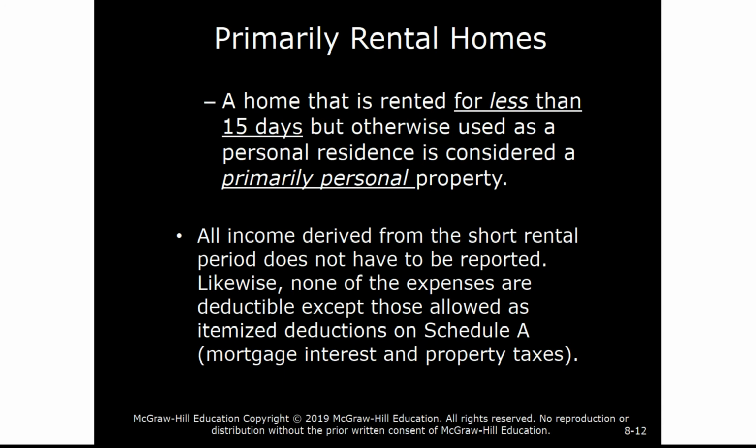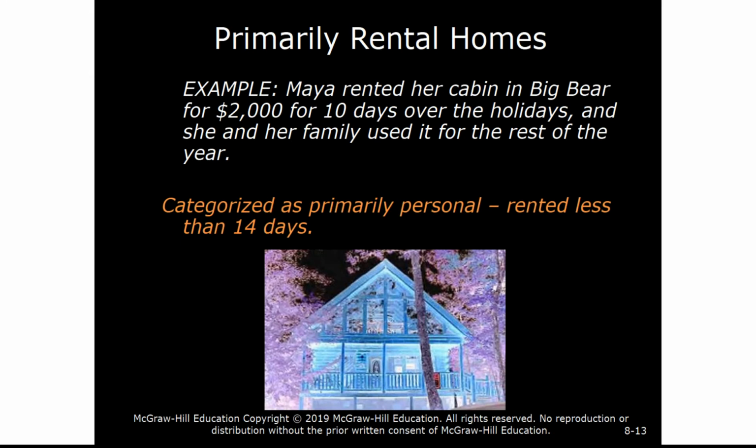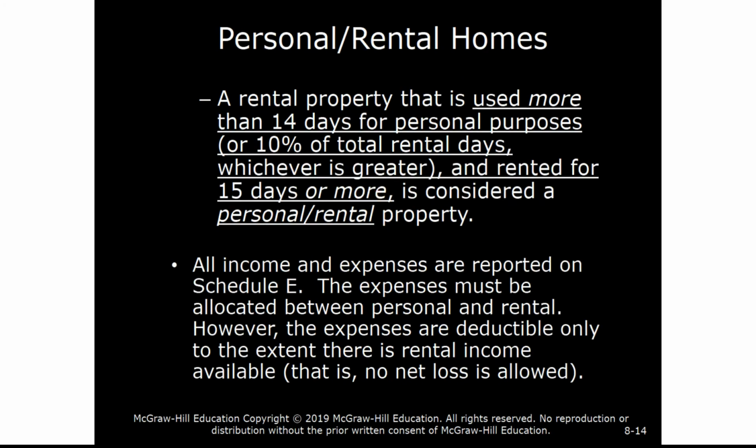If a home is rented for less than 15 days, but otherwise used for personal purposes, then we said earlier it's used for primarily personal purposes. Therefore, if you do rent it out, let's say for 8 days during the year, and that's all, then you wouldn't have to report that income on your tax return, nor would you be able to deduct any expenses related to that income. So a property that's used primarily for personal purposes is one that is rented for less than 14 days. Here we have Maya, who rented her cabin in Big Bear for $2,000 for 10 days over the holidays, and she and her family use it for the rest of the year. That falls below the 14-day threshold; it was rented less than 14 days. Therefore, it's considered primarily personal, and again, we wouldn't have to report the income on this short-term rental on our taxes.